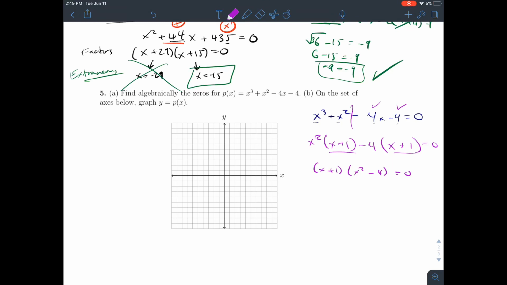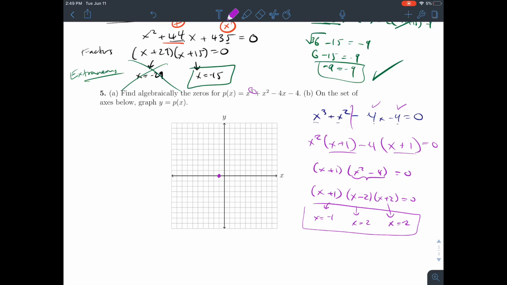Many times factoring by grouping problems can be factored one more time, so x squared minus 4 can be factored using difference of squares. That gives us x plus 1 times x minus 2 times x plus 2 equals 0, which gives us 3 solutions. X equals negative 1, x equals 2, x equals negative 2, which is great because the highest power was 3 and we expect 3 solutions for the zeros of this polynomial. So we get negative 1 is a 0, 2 is a 0, and negative 2 is a 0.